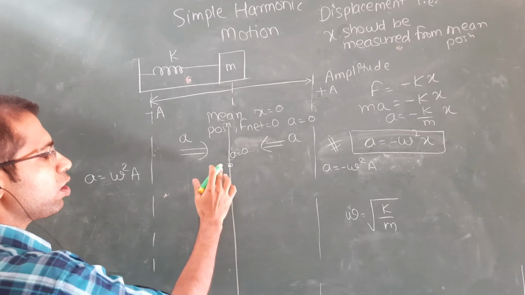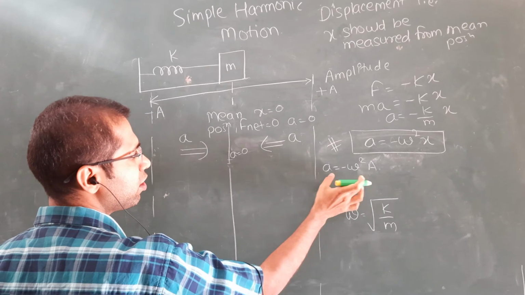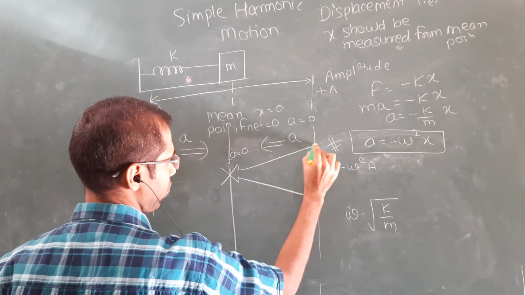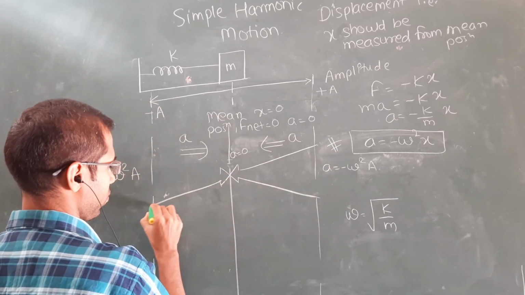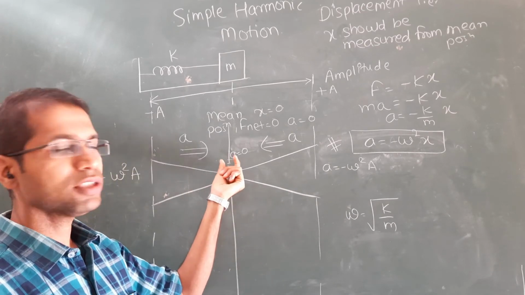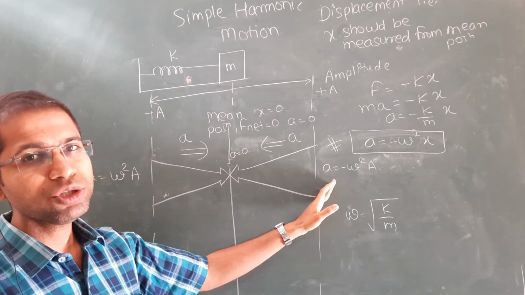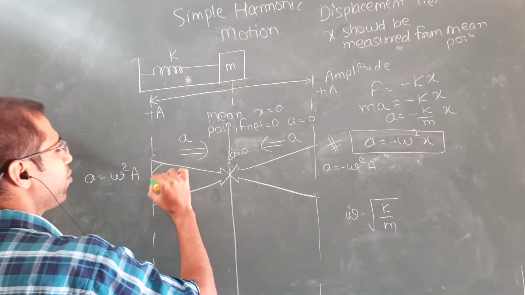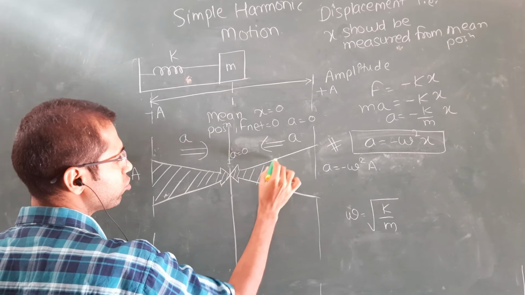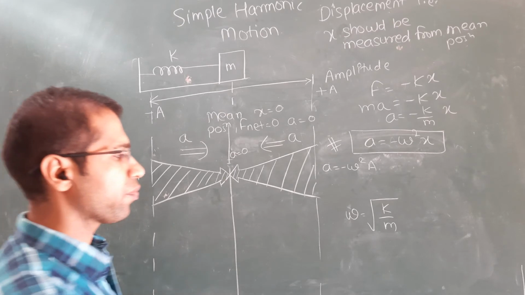Now if I plot the acceleration here, acceleration is 0 here and maximum at the amplitude, so I can get some graph like this. This is the direction of the acceleration. Minimum acceleration at the mean position, a is equal to 0. Maximum acceleration is at the extreme position, that is the amplitude. So I can get a graph of acceleration something like this. Here the direction of the acceleration and the magnitude of acceleration are both shown very clearly.